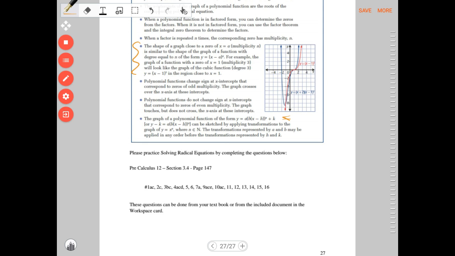So I want you guys to practice this. It's section 3.4 on page 147. There's quite a few questions here, but that's all right. You need to practice this stuff. Okay, this is the last video for this section. Then you have a formative assessment, a curriculum review for a summative assessment, and then of course the chapter 3 quiz or chapter 3 exam.